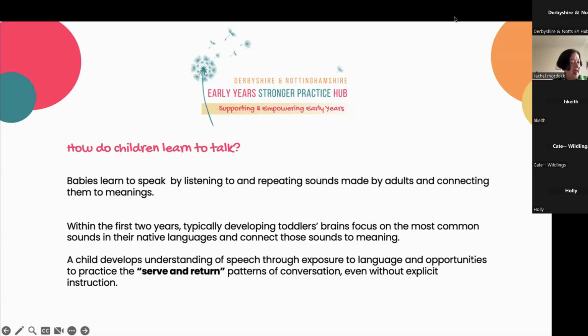So some say that if they hear the sound ball, for example, at the same time as seeing a ball, it helps children to associate the two.